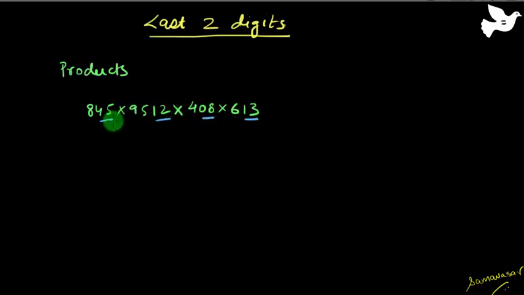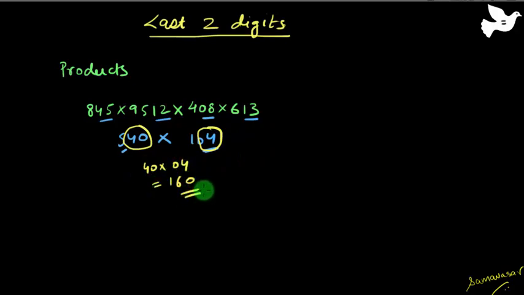So now 45 into 12 is 540. Basically, I will ignore this. I will just keep the 40, but let me write it down for the moment. Similarly, 08 into 13 is 104. Again, I keep the last two digits. So here I am taking this, here I am taking this. So I get 40 into 04, which is equal to 160, and the last two digits is 60.